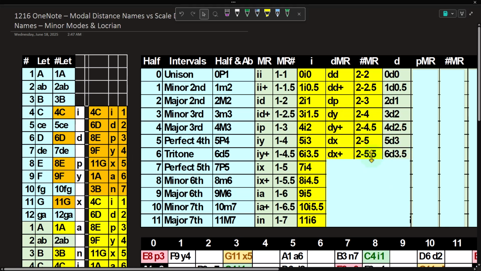We're going to say this one's in the middle. It's a dx plus modal range, which is a 5.5 modal range. How do we get from the Dorian to just past the Mixolydian in the ocean? That's a dangerous ocean. You've got the tiger sharks in that one.